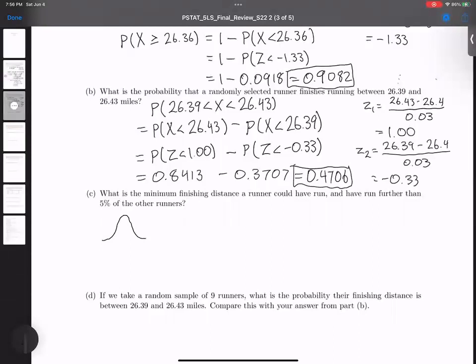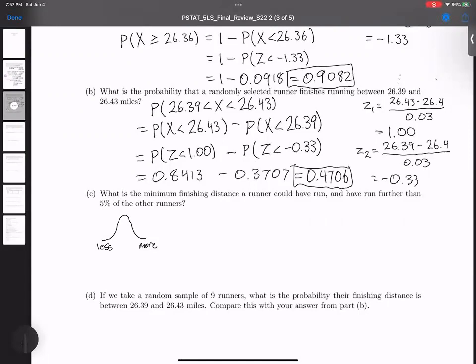So if we think about it, this is in terms of distances, not time. So there's actually no tricks here in this case. So to the left would be less distance and to the right would be more distance. So what is the minimum finishing distance to have run further than 5%?